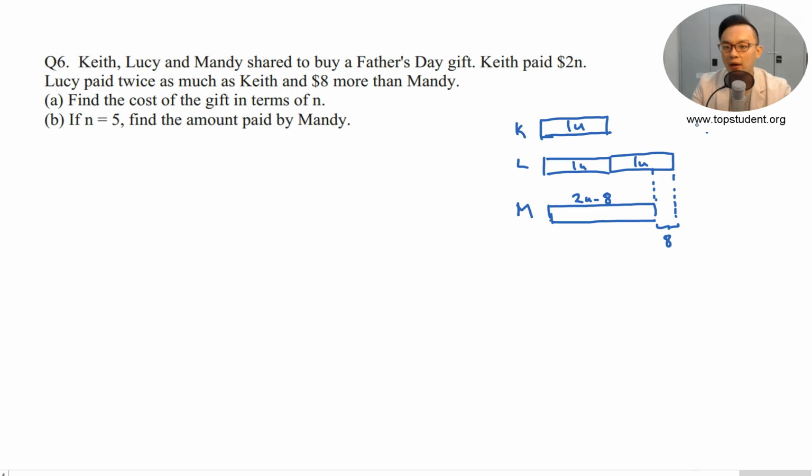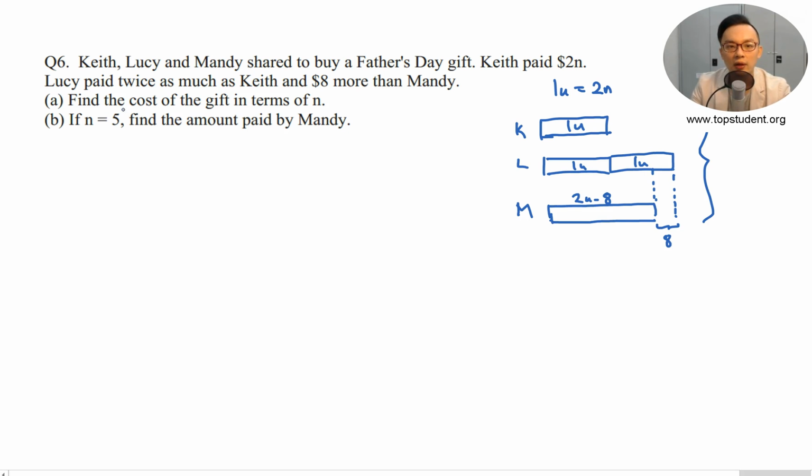All right, so you have to understand what I'm drawing over here. If you don't understand this, ask me for help, all right? You need to be able to draw this out by yourself. Now, K paid 2N, so basically 1U is equal to 2N. If you are not very sure, just cover up the N. So 1U is $2. So if 1U is $2, K is $2, L is $4, and then M is $4 minus $8, which doesn't really make sense, but you get what I'm trying to say.